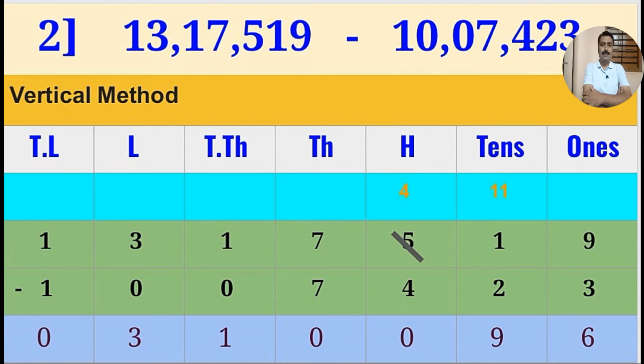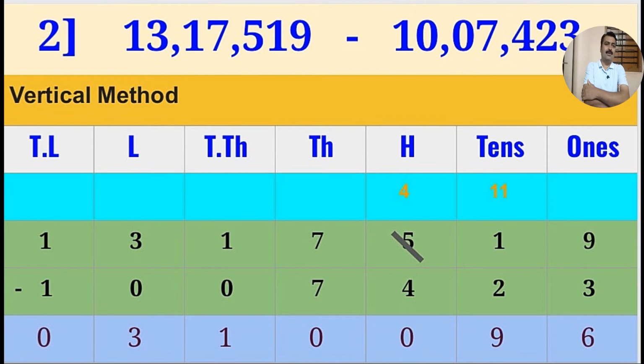In the 10,000s column we arrange 0 below 1. In lakh place column we arrange 0 below 3. And in 10 lakh place column we arrange 1 below 1 there. So this is the proper vertical arrangement that you have to do carefully. After making a proper vertical arrangement, we start the subtraction from ones place.